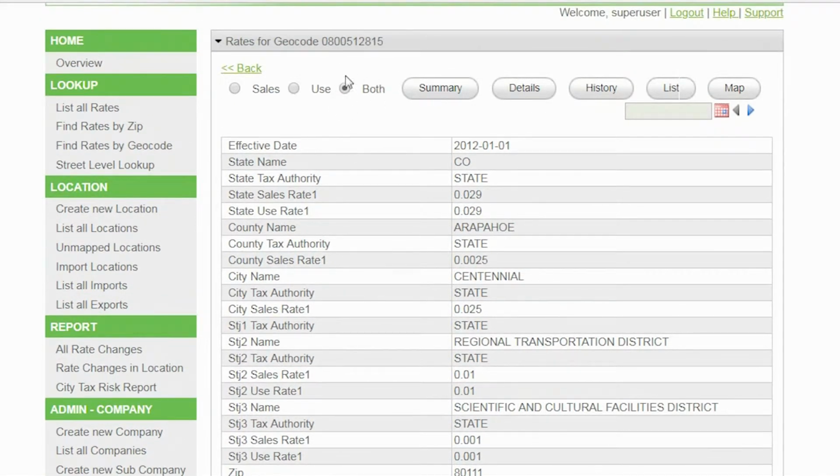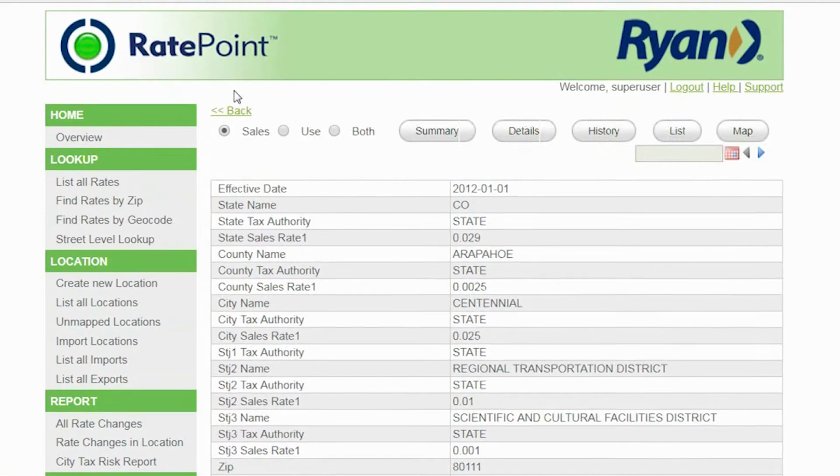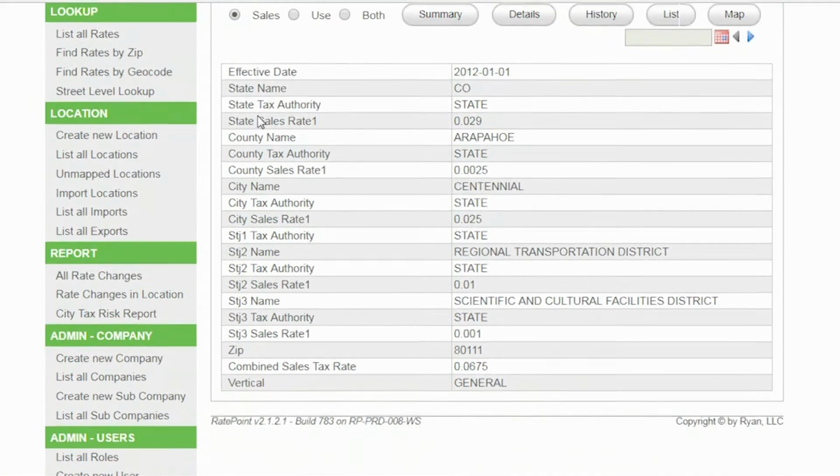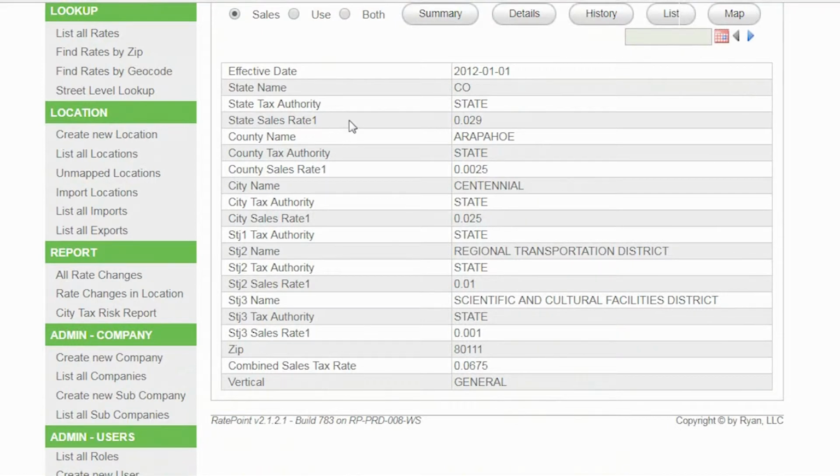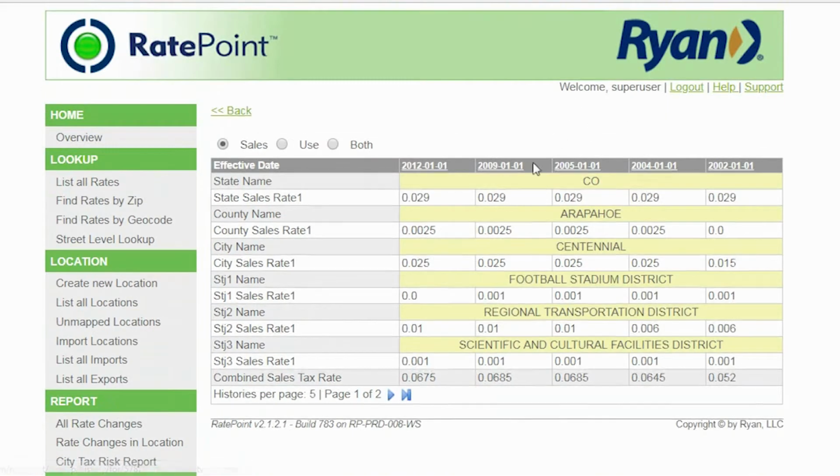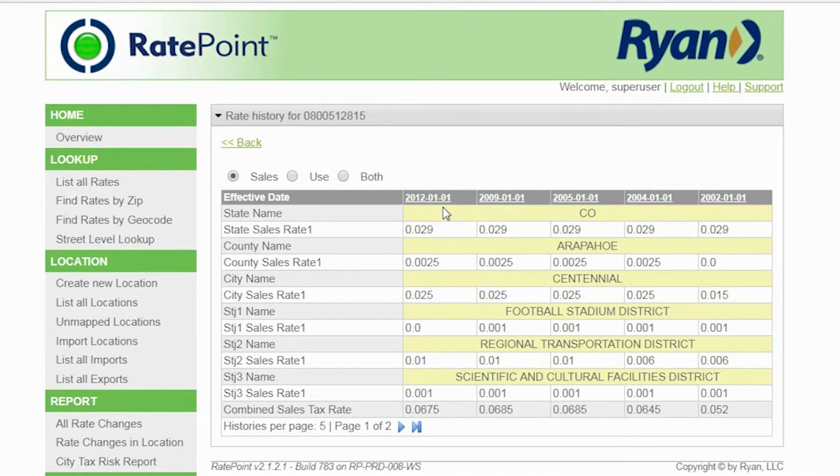The default view is for both sales and use, but users can toggle between the two and set different defaults. Looking at this particular record, you can see that there is a state component, a county component, a city component, and then there are 2 special taxing districts also on the record. The combined rate is shown at the bottom. You'll also notice that the taxing authority for each level is defined in the data file as well. A complete history of all rates is also available in RatePoint going back at least 20 years in every jurisdiction.